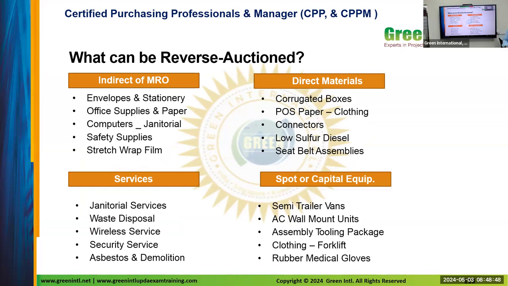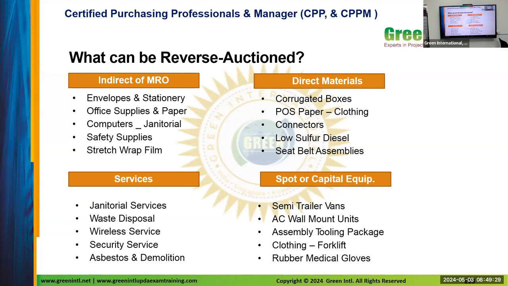As I told you, this process can only be used for something which is a very simple item, which is not technical in nature, and which is not adding value to the items or services which the organization is selling to its clients. Such items and services can be included in the reverse auction. So there can be indirect or MROs like stationery, office supplies, safety supplies, stretch wrap film. These are very general items. They are not technical in nature, and they are readily available in the market.